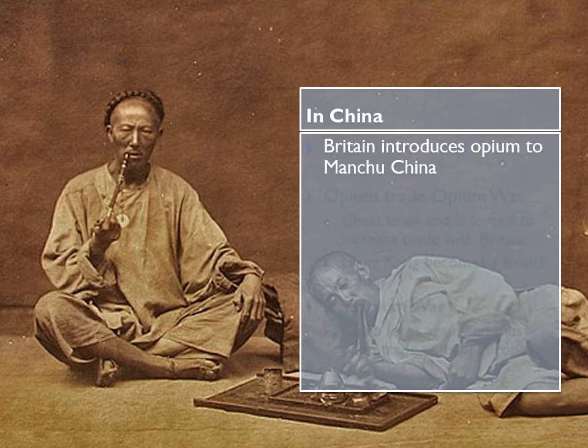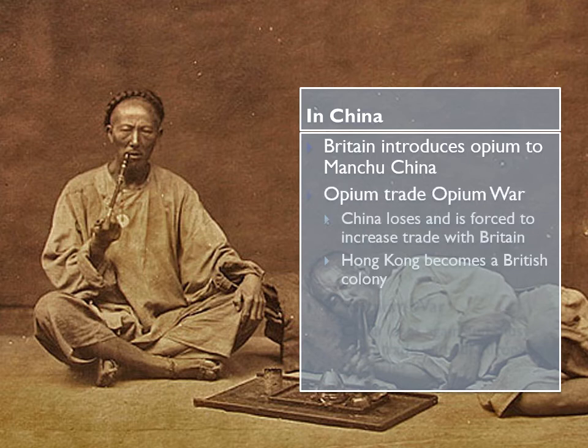China sees that opium is causing issues for the population and their productivity. So the Chinese government tries to say no more opium, it's bad for our economy, it's bad for our people. And the British say, no, we force opium trade upon you, you can't decide that. And so there is an opium trade war. China loses, is forced to increase trade with Britain, and Hong Kong becomes a British colony.